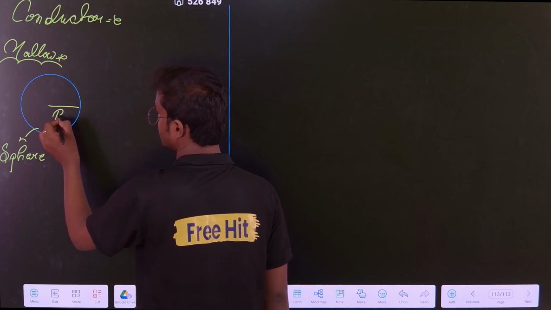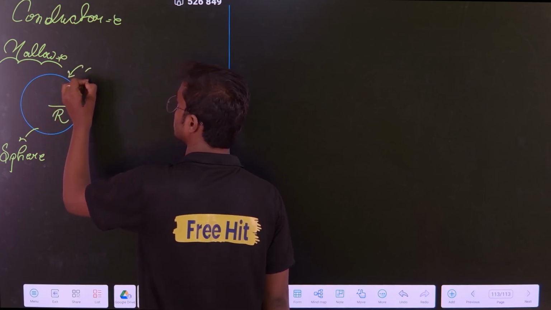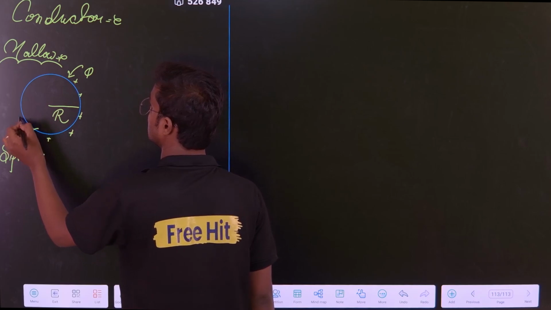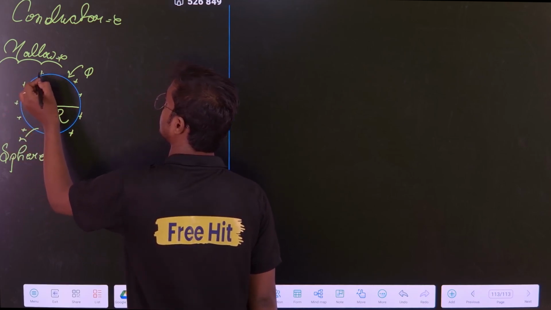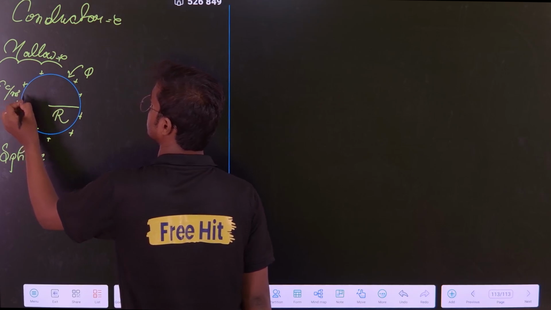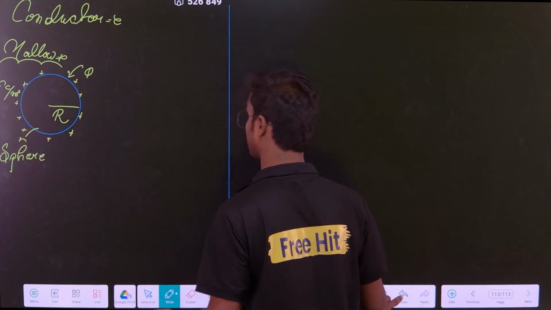Suppose the radius is r, and if we give the charge q, obviously it will be distributed on the surface. So here we have to take lambda, sigma or rho. You tell me. Obviously sigma, that is coulomb per meter square. And this sigma will be uniformly distributed. Why?